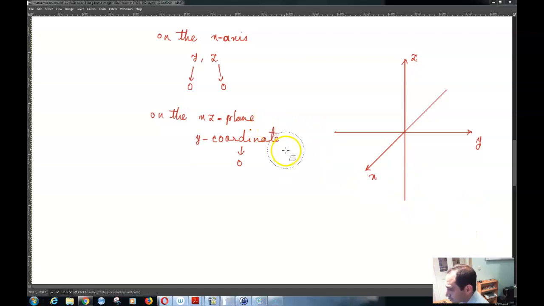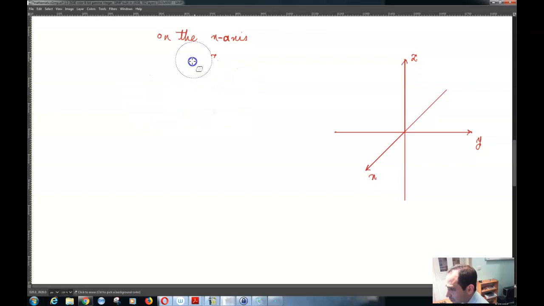So the next question that we have is you basically have this point over here, 1, 2, 3, 1, 2, 3, and you want to name the octant in which this point lies. You can see that x, y, z are all positive. So that means that you are in the first octant.